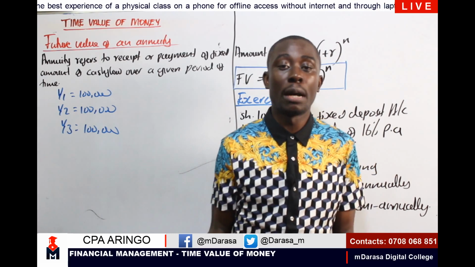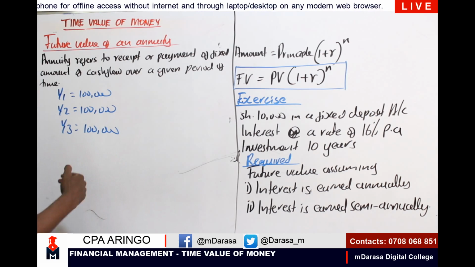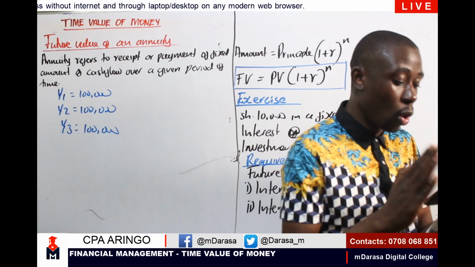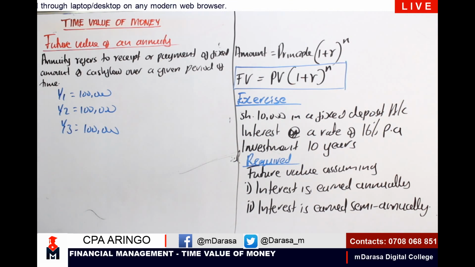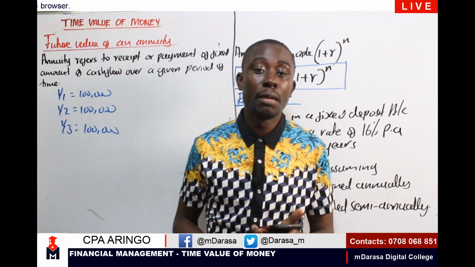For annuity, we are talking of what? Refers to receipt or payment of fixed amount of cash flows over a given period of time. Fixed amount. And basically, we are talking of what? Equal. In other words, it refers to periodic payment of equal amount for a given duration. Meaning that at this point, it can either be received or paid at the end or at the beginning of the year.